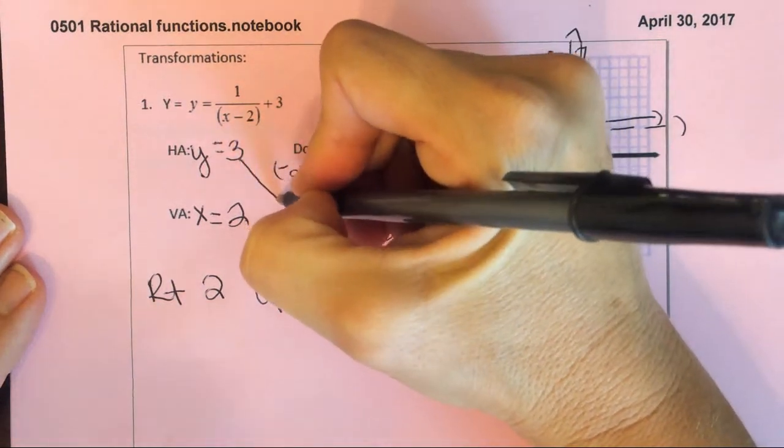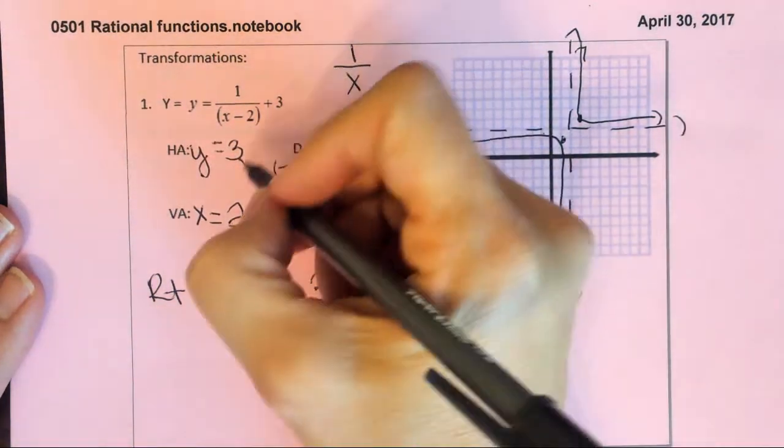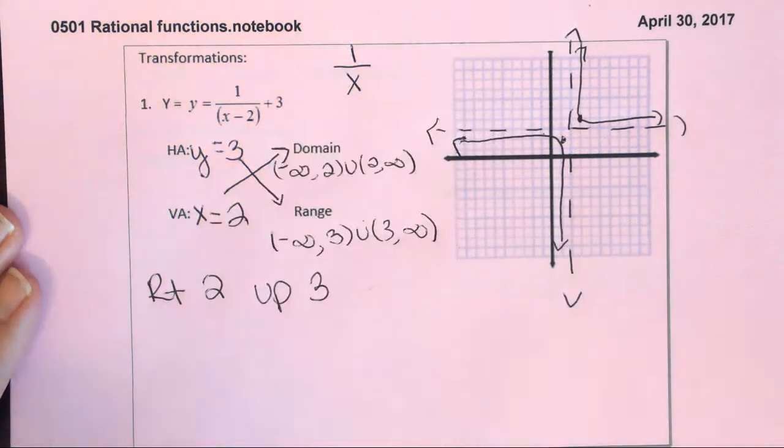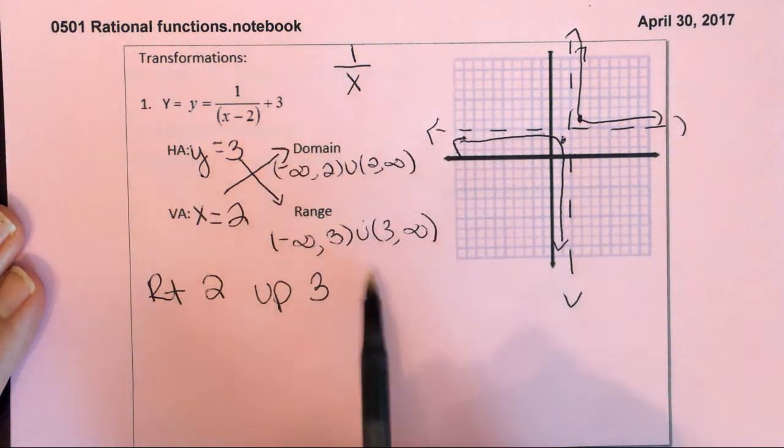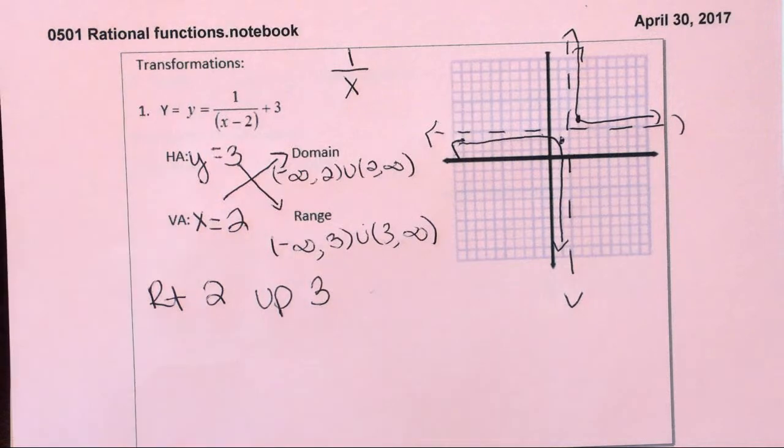So your horizontal asymptote and your range kind of go together, and your vertical asymptote and your domain go together. You can see that both those numbers are in there. We can't be those numbers.